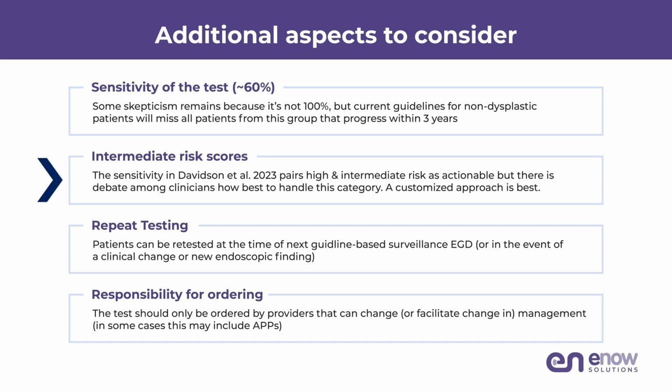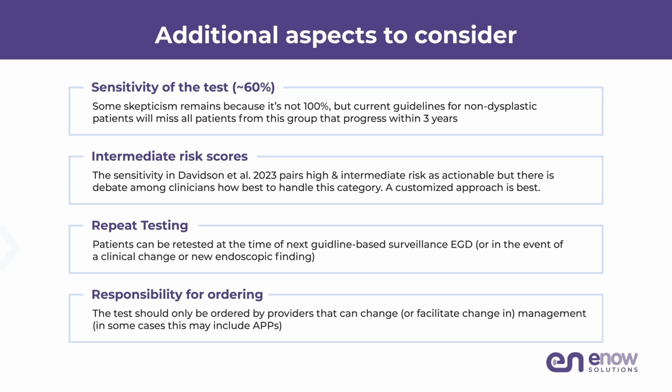The 63% sensitivity calculation noted in the Davison study pairs the high and intermediate risk as actionable, because there is debate among clinicians on how to best handle the intermediate category. In my mind, if you look at the curve, where it takes off is in that intermediate risk. So clumping the two together, both of these are actionable. And in fact, all three of these groups are actionable, because there is the value of the low risk score, but the intermediate risk and high risk both have value in showcasing that increased risk.